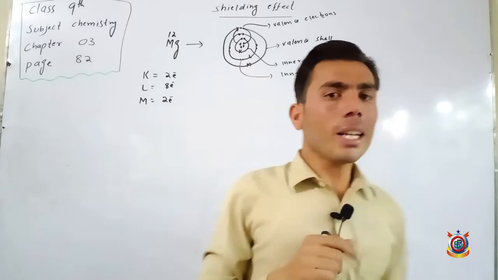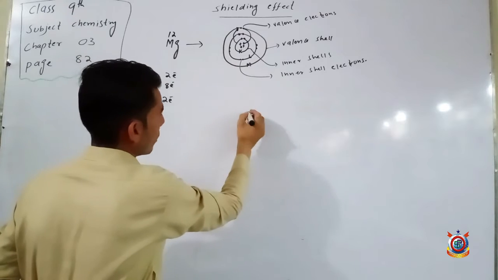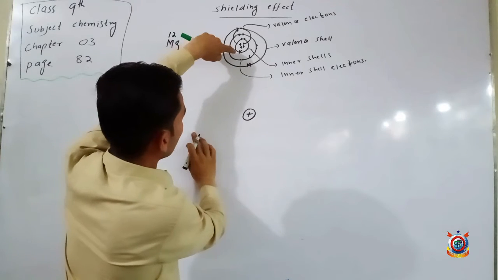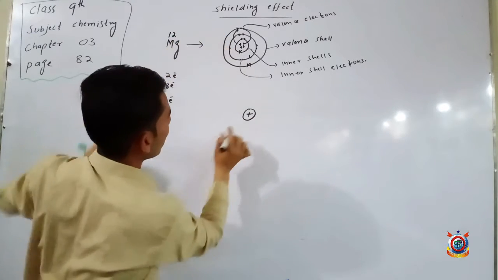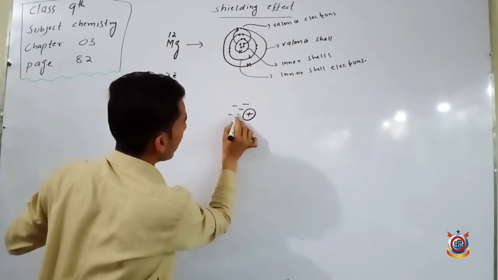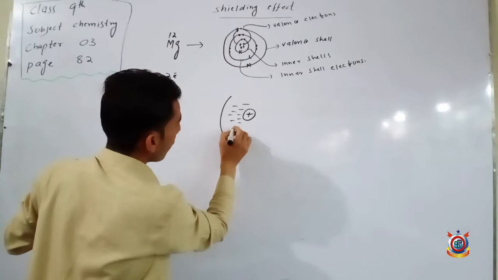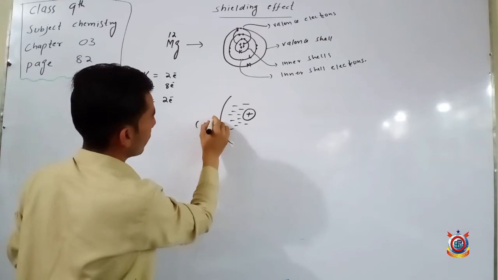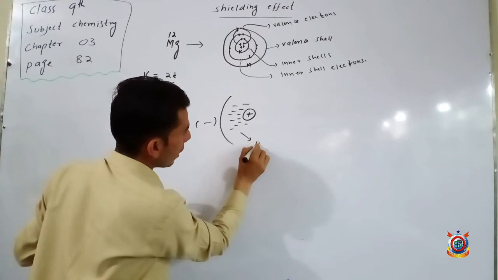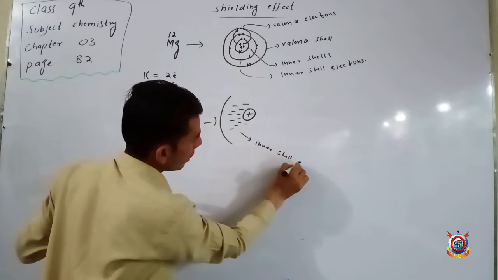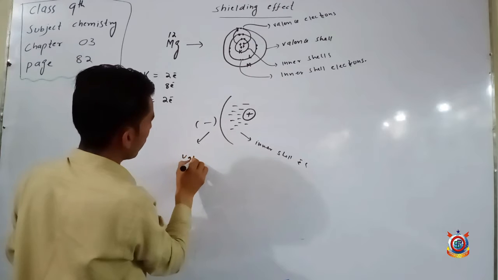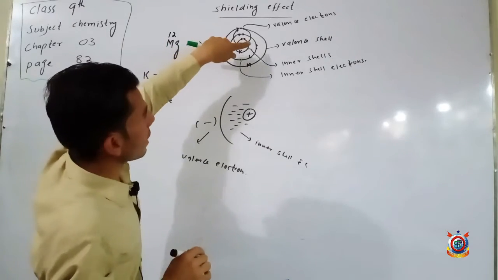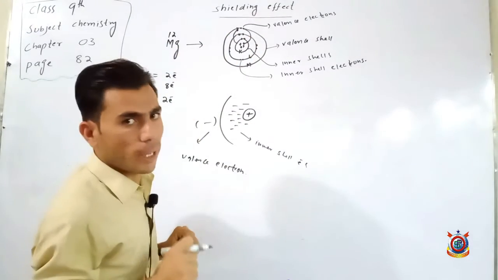The reason is that the inner shell electrons make a shield. This is the positively charged nucleus, and these are the inner shell electrons. The inner shell electrons make a shield between the nucleus and the valence electron.